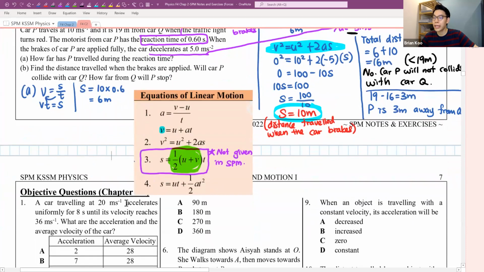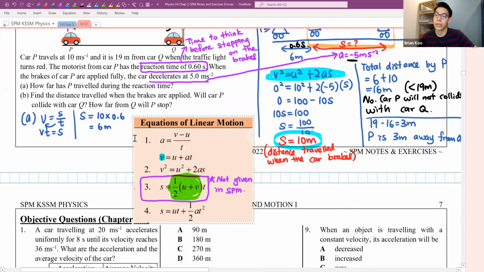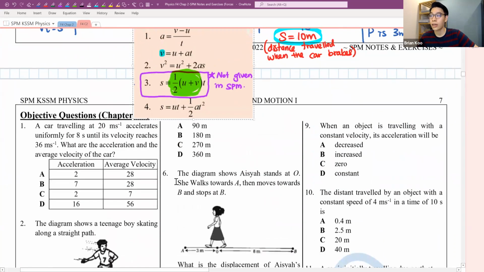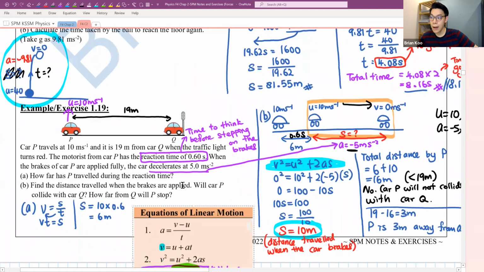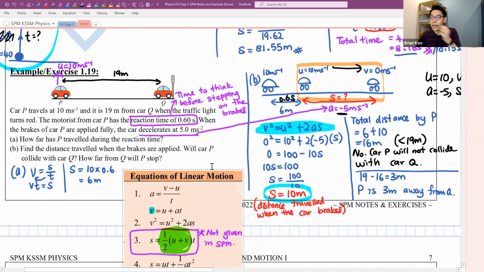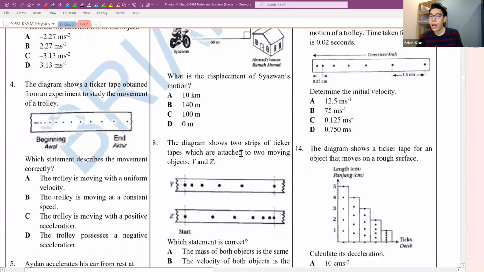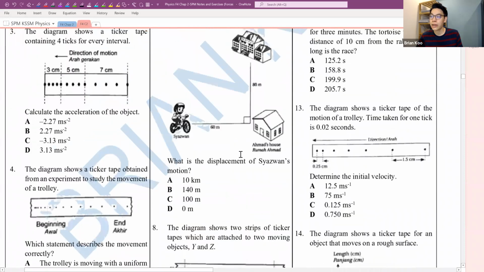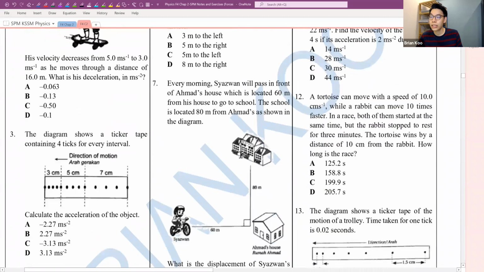Okay, I know usually in class, some of you are faster, some of you are slower. That's very normal because we are a group class. I try my best to accommodate everyone. So if you feel that you're a bit faster, you can always do the objective questions while waiting. I'll give you the answers for the objective questions here. Please try yourself. I will go through just some of the questions.